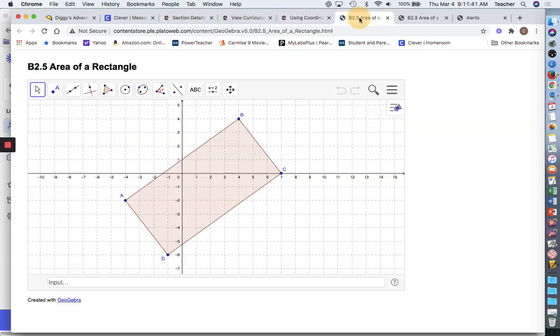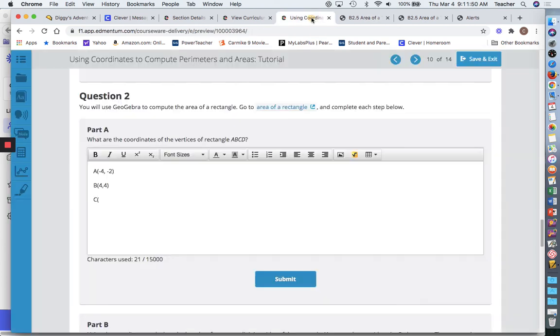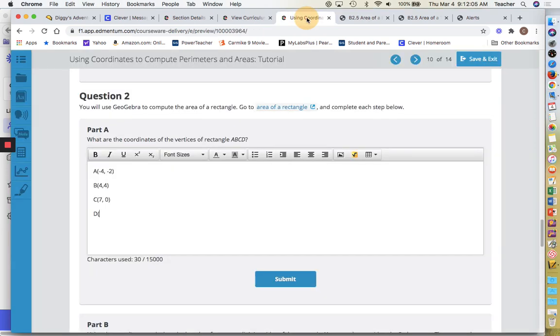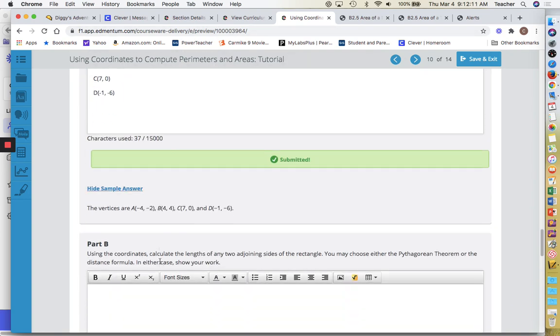C's next. All right, C's over here. So from the origin, I'm going to go right 7, up nothing, down nothing. And that means the coordinate for C is 7, 0. Last one, D. Here's D. So from the origin, I'm going to go left 1, down 6. And that means the coordinate for D is -1, -6. And that's all it asked me to find, so I'm going to submit that.